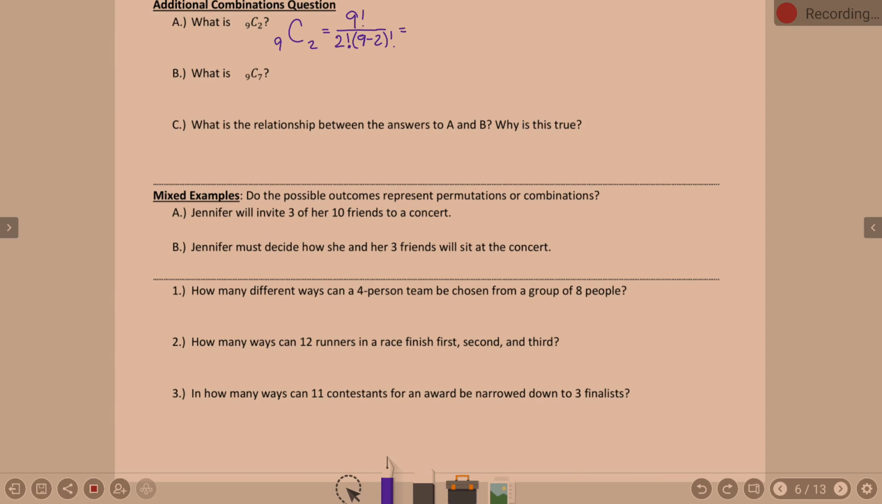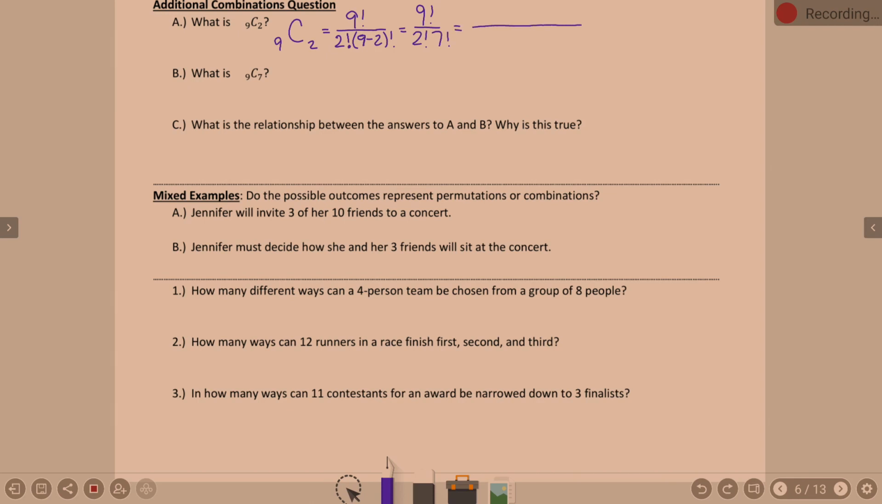I agree. I'm just not writing it that way yet. Okay, I'm sticking with the formula. 9 factorial on top, that's n. R is 2, 2 factorial. And then n minus r, 9 minus 2. So it does clean up to be 9 factorial over 2 factorial times 7 factorial.